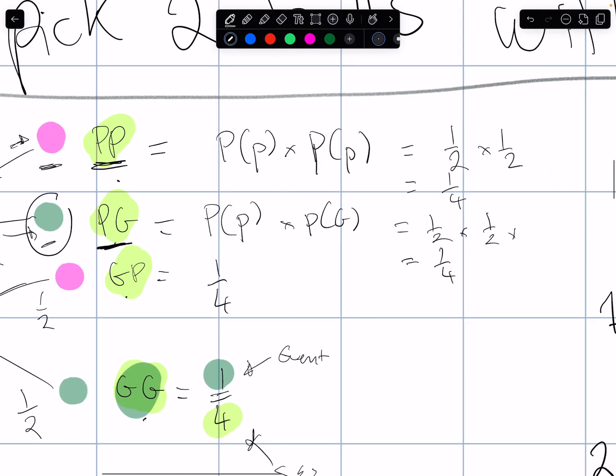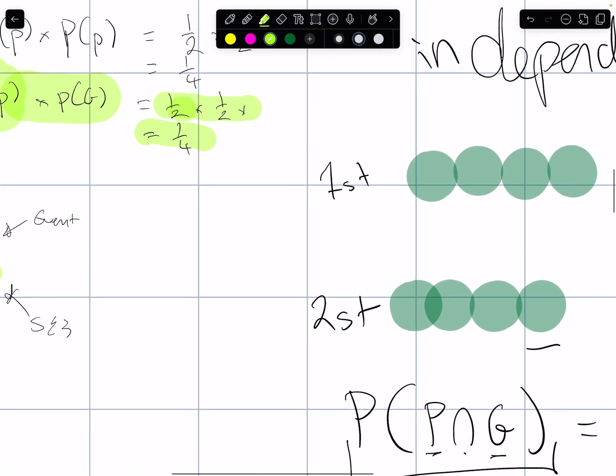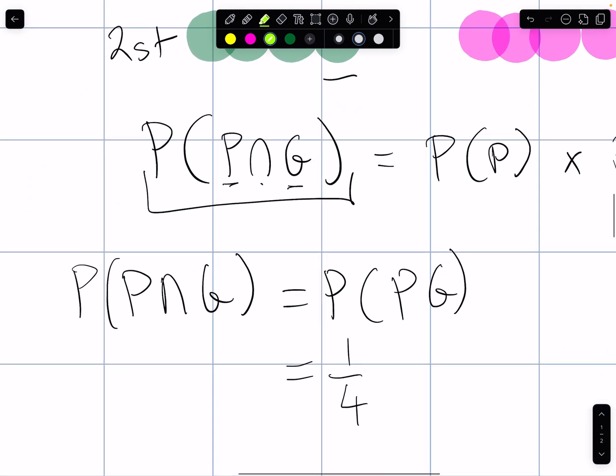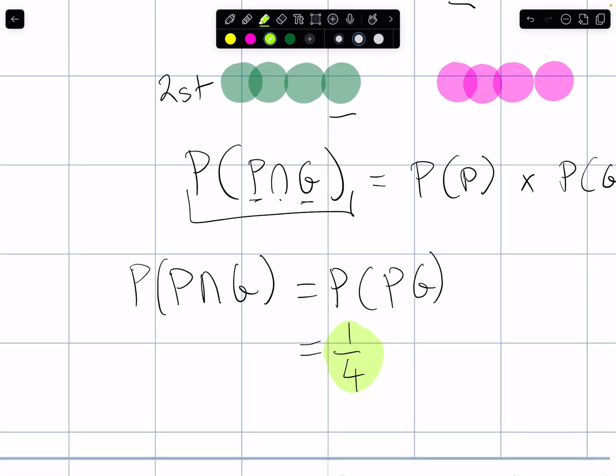Okay, pink, then green is a pink, then green. I'll use my highlighter maybe. Pink, then green is equal to a half times a half, which is equal to a quarter. Okay, so we can say here probability of pink and green is the same as saying probability of pink then green, which is, we know, a quarter, right?